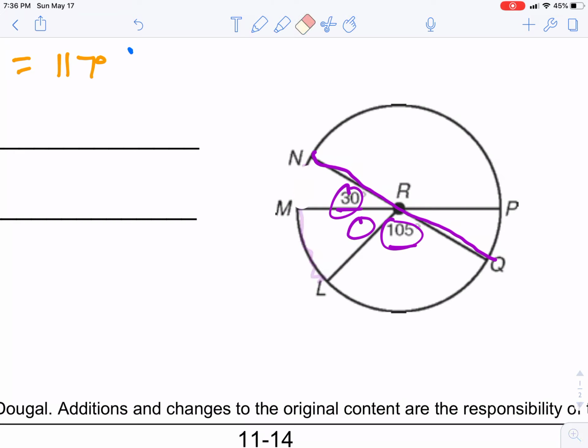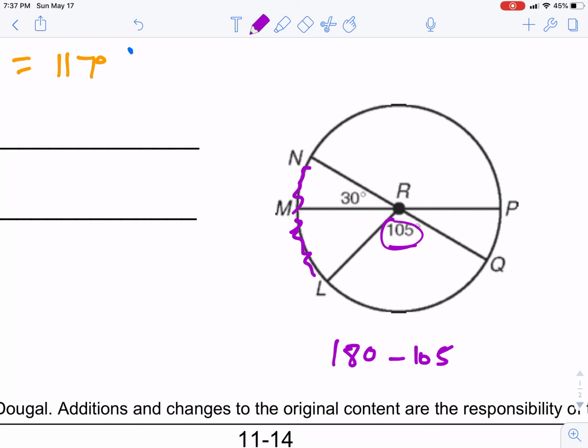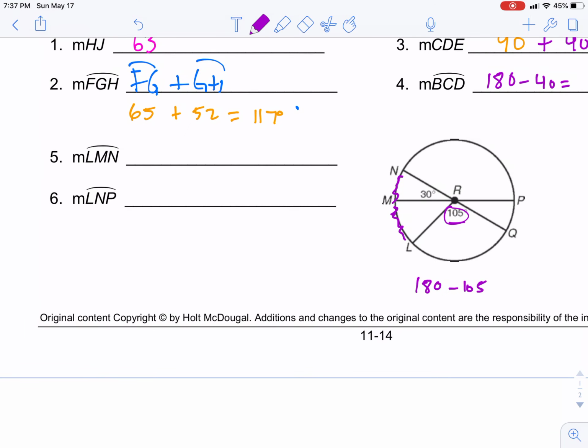Or, again, we have 180 degrees going from N all the way to Q. So I could just do 180 minus the 105. That's going to give me this piece plus this piece already. So that's going to give me, looks like 75 degrees.